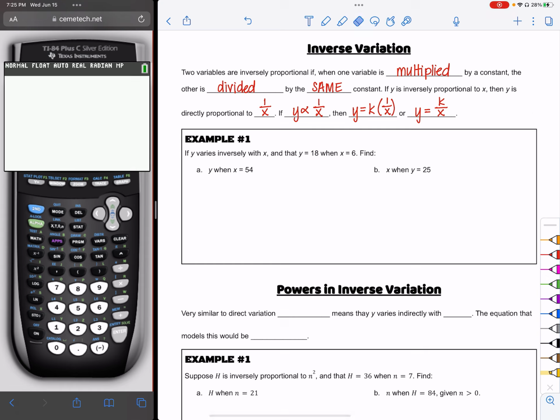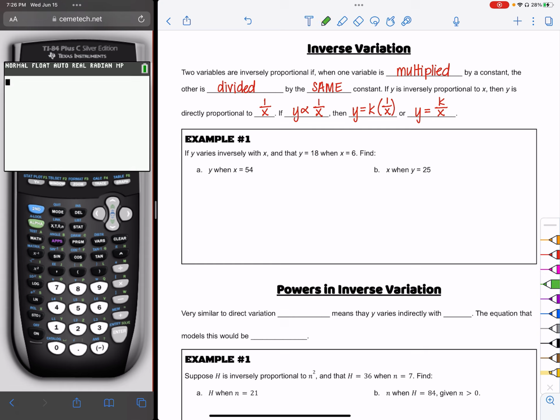So for example 1, it says if y varies inversely with x, and we know that y is equal to 18 when x is equal to 6, we want to find the following. The first thing I want to find in part A is the value of y when x is equal to 54.